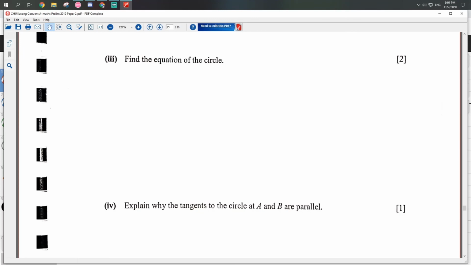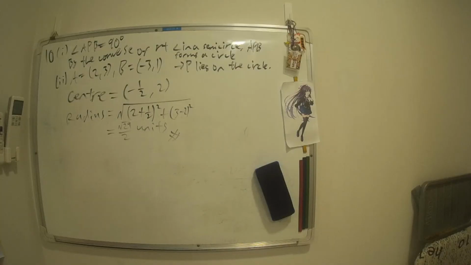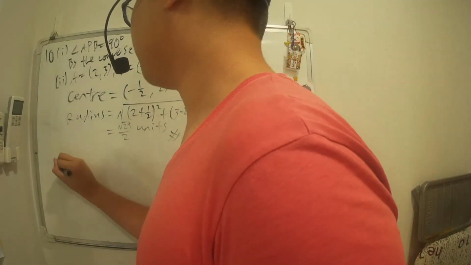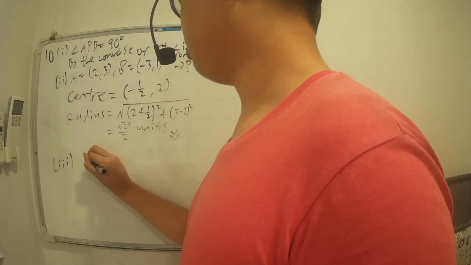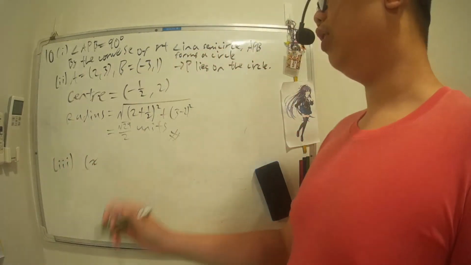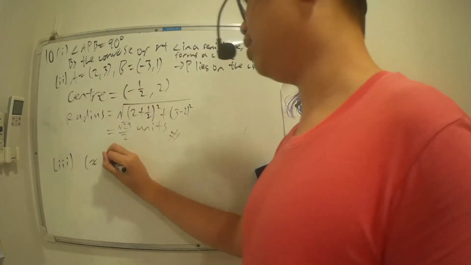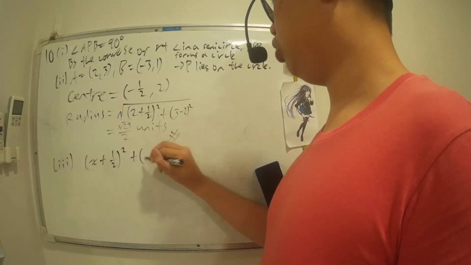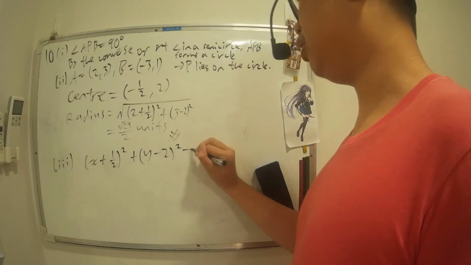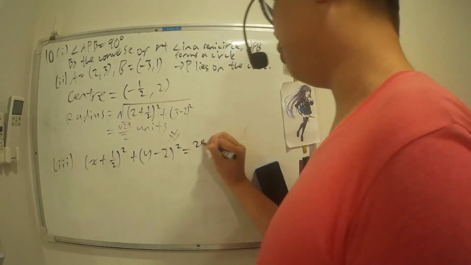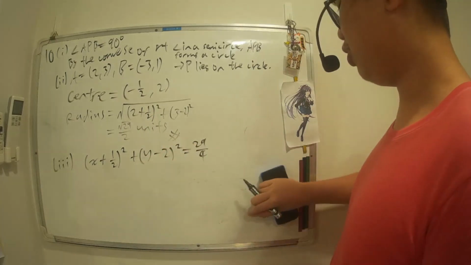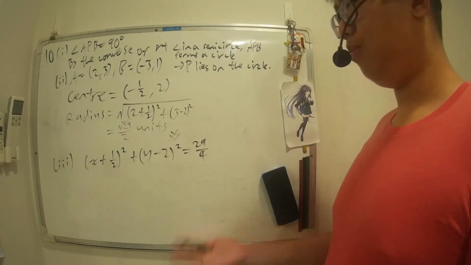Part 3. Find the equation of the circle. Alright, that's very easy, isn't it? We already have the center and radius. So what do we do? We just do the typical thing. So we have x minus this, but this is plus now. So (x plus half) squared plus (y minus 2) squared equals to the square of this, which is 29 over 4. That's it. That's the equation of the circle, right? You could of course write it in the general form, but I don't see the point.